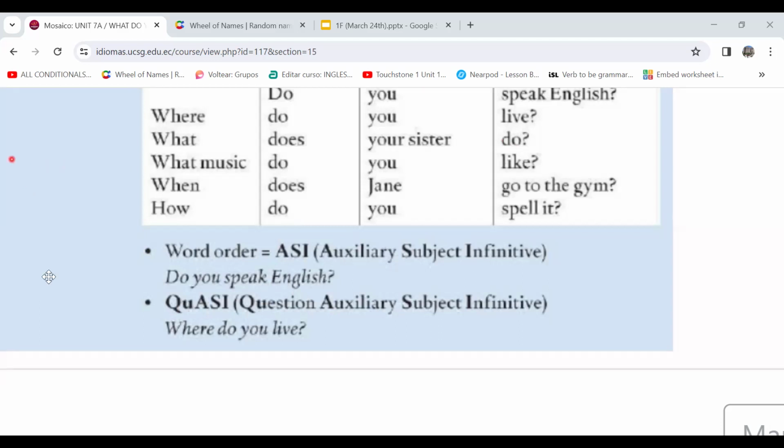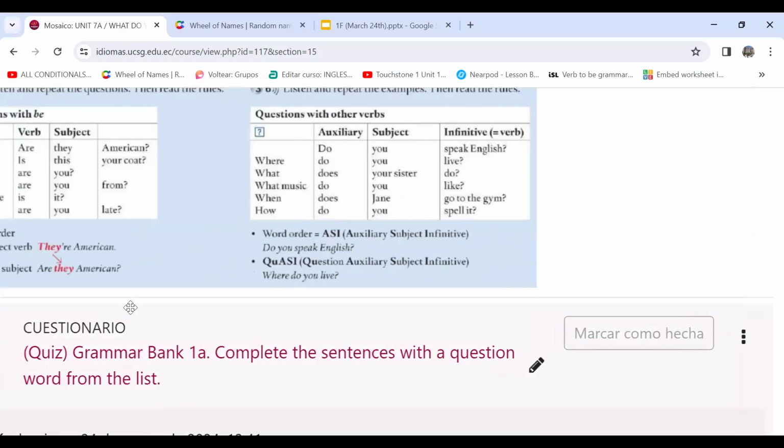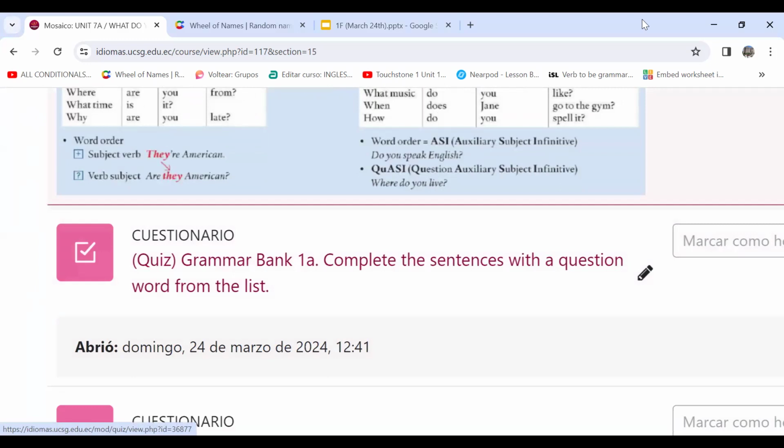We are going to practice. And you are going to have 15 minutes. I'm going to give you more time to do it. Okay? Para que se relajen, se tranquilicen. Okay? Vamos a hacer the next question, grammar bank. You are going to complete the sentence with a question word from the list. Vamos a hacer ese ejercicio.